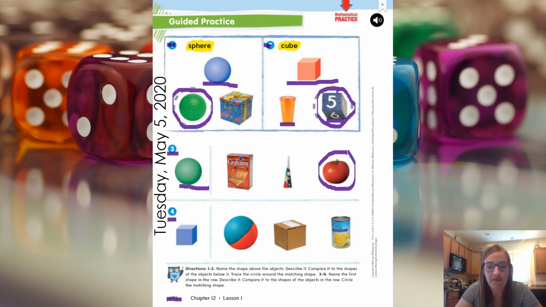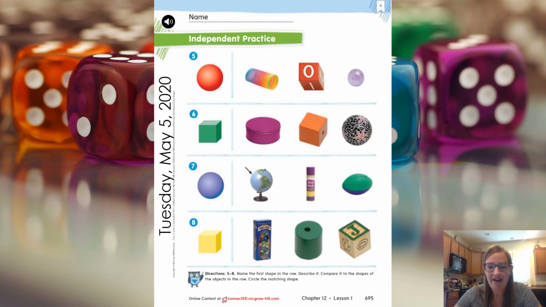Number 4, this is a cube. Look at the 3 objects and find something that's also in the shape of a cube. Yep, the box is in the shape of a cube. They have square faces all around. All right, let's get ready for the next page. All right, so now we're on page 695.